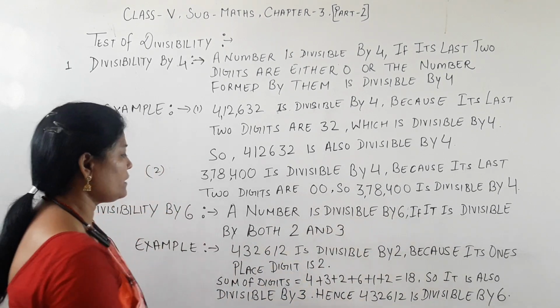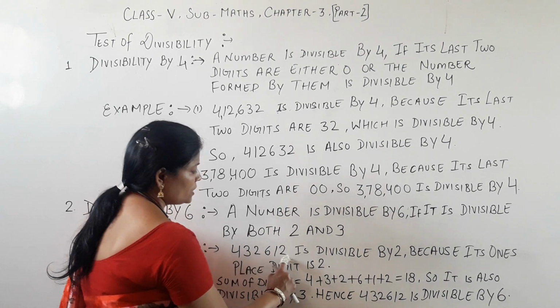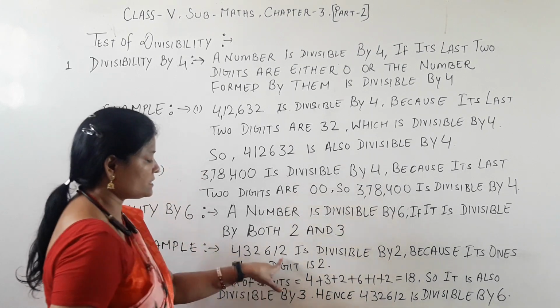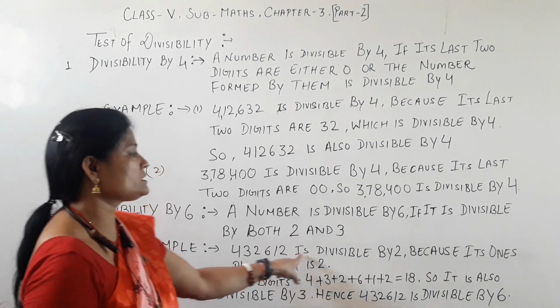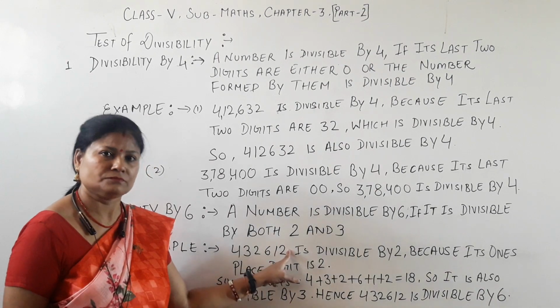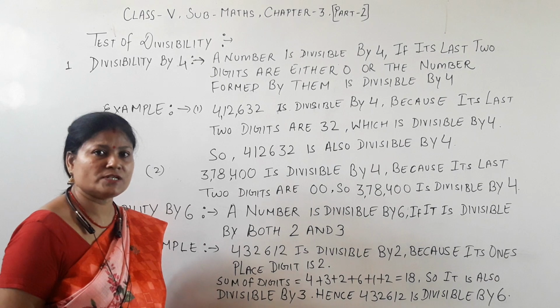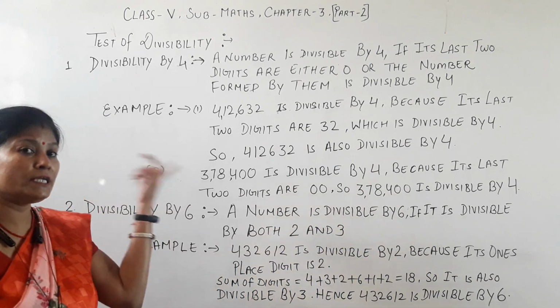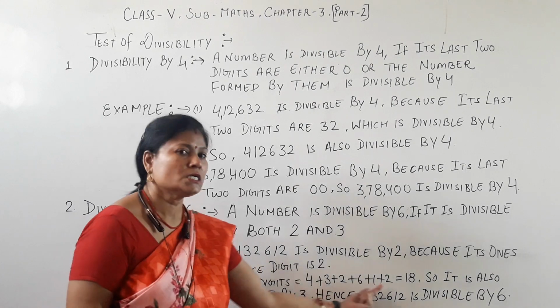First I check the divisibility rule of 2. See children, this number's end digit, or last digit, or ones place digit is 2. So of course this is divisible by 2 because it ends with an even number. Understood? Now the divisibility rule of 3 we will also check. How do we check? We already studied that we will do the sum of the given digits.